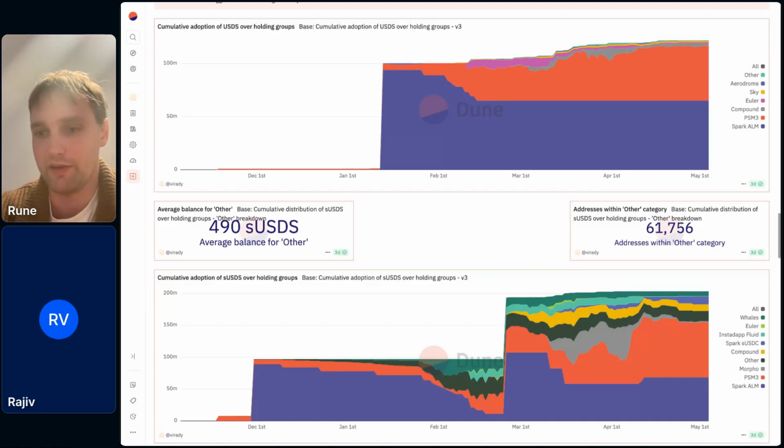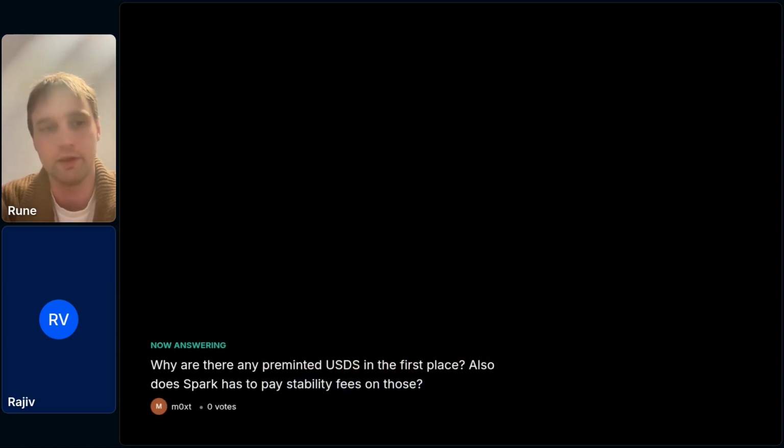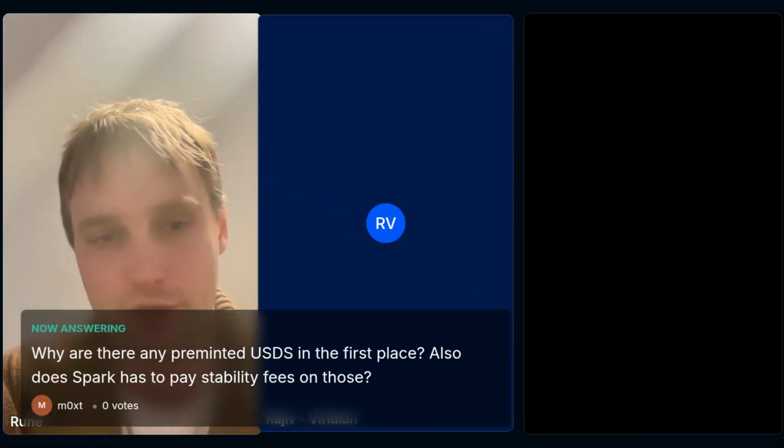Okay, good question. Why are there pre-minted USDS in the first place, and do we pay stability fees? The reason is that this is how the long-term cross-chain SUSDS system is going to work. There will be a lot of pre-minted USDS in the long run. They are minted, so they exist in a physical sense, but financially they should not be counted.